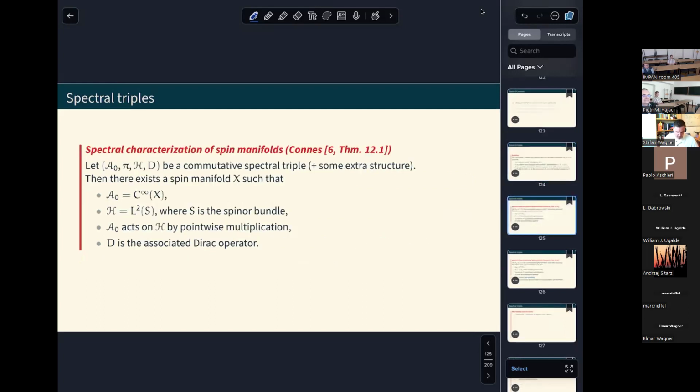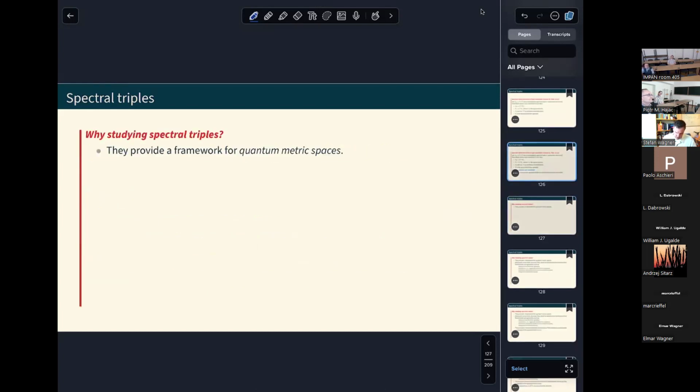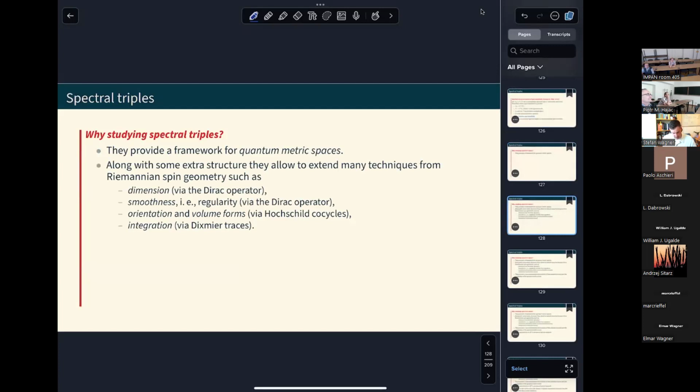This is the spectral characterization of spin manifolds: if you have a commutative spectral triple with some KO structure, this is basically a spin manifold. So this also justifies considering spectral triples as non-commutative spin manifolds. There are a couple of reasons why this is interesting. They provide a frame for quantum metric spaces, and from a non-commutative geometry point of view, they allow you to extend many techniques from Riemannian spin geometry, like dimension, smoothness, orientation, volume forms, and integration.